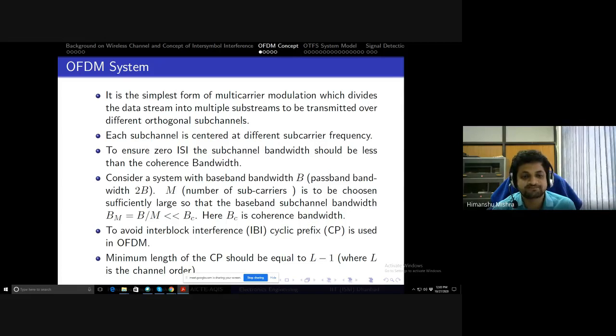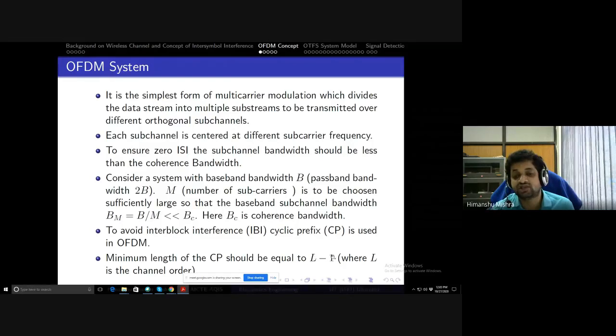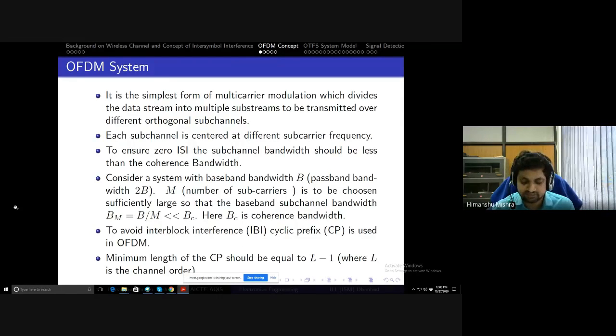Next, what is the minimum length of the CP? It should be equal to L minus 1, where L is the number of channel taps. Otherwise, you cannot mitigate the inter-block interference.